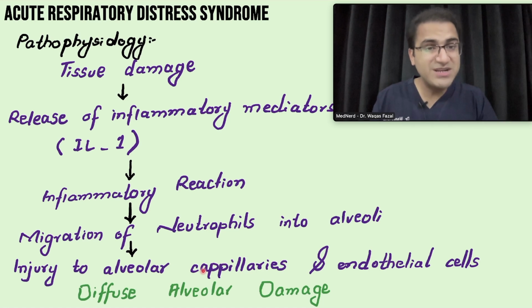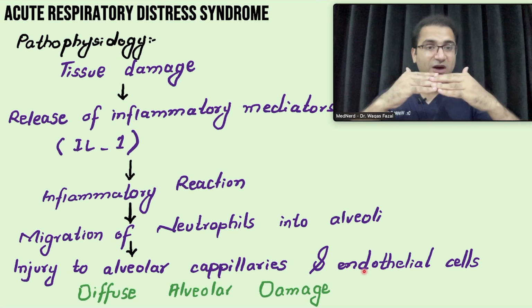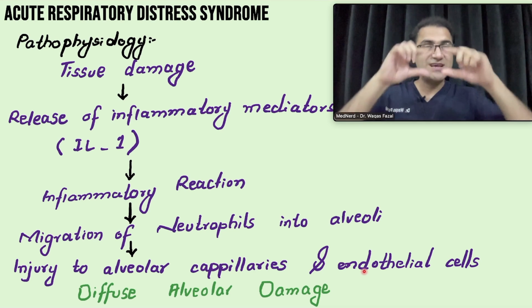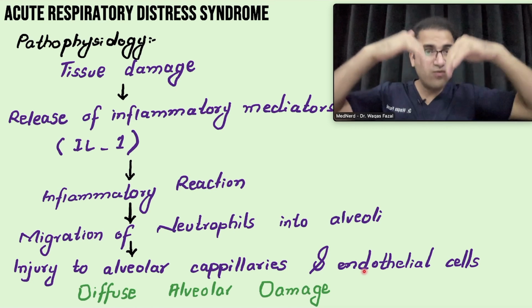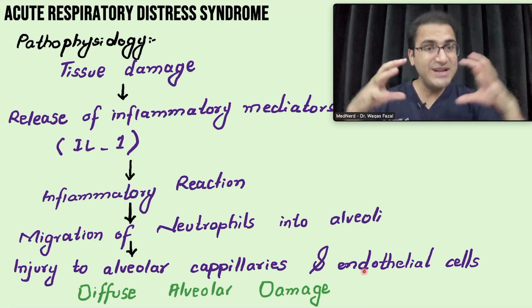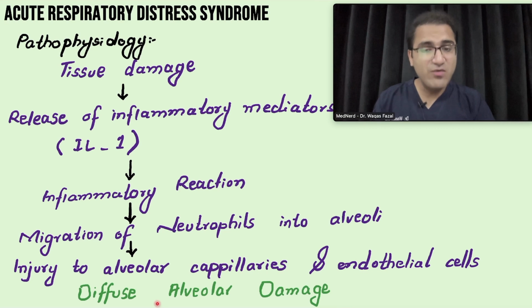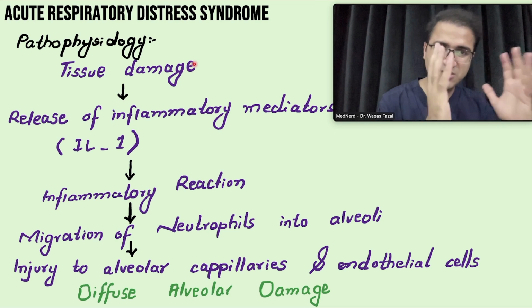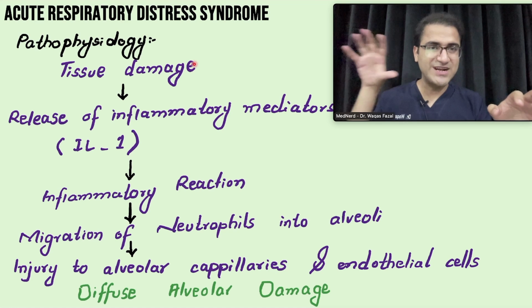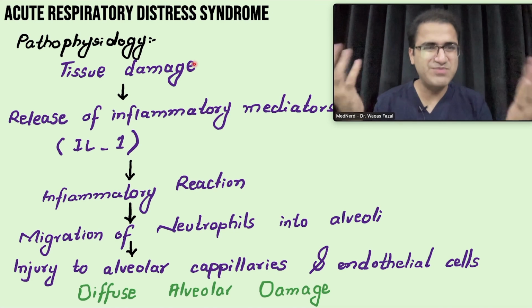The alveolar capillaries will be damaged, endothelial cells will be damaged, and that barrier that we have between the lung walls and the capillary wall is broken down, and all the fluid starts leaking in and accumulating in the lungs, resulting in diffuse alveolar damage and acute respiratory distress syndrome. So basically, the body is fighting off an infection, or the body is having inflammation, and that inflammation suddenly spreads and involves the lungs. That is the basic pathophysiology.